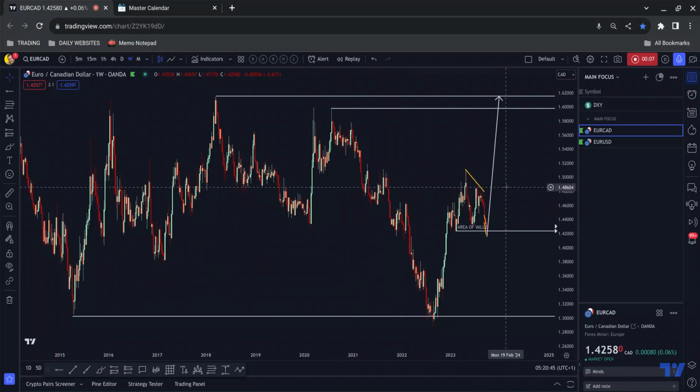So, I have the same pairs on watch today. Those are Euro CAD and Euro Dollar, and for very good reason. So, I'm going to break them down for you now, give you my thought process as it comes to me.